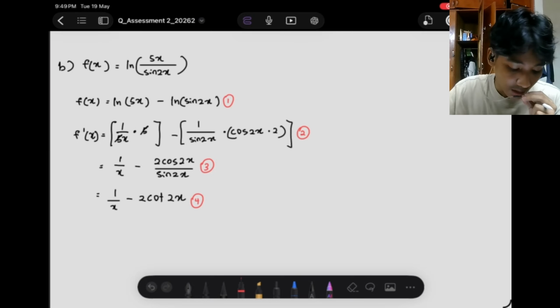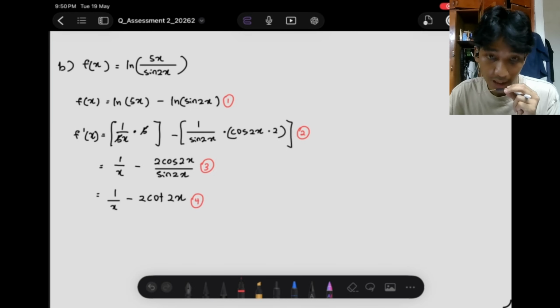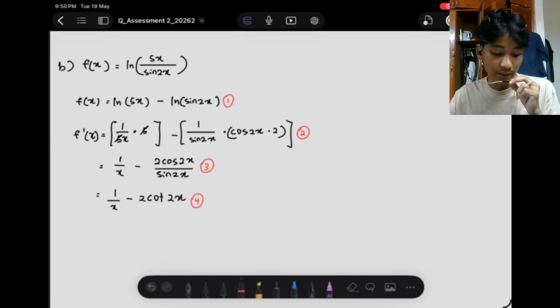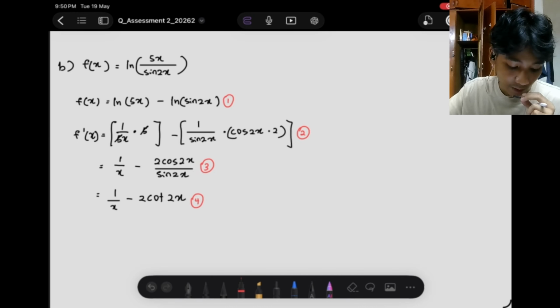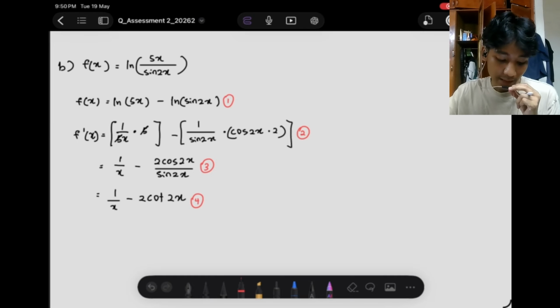So the second step, I differentiate both ln terms. So ln 5x becomes 1 over 5x times 5, minus ln sin 2x becomes 1 over sin 2x times cos 2x times 2. The third step, I simplify the differentiation, so it becomes 1 over x minus 2 cos 2x over sin 2x. And for the final answer, 2 cos 2x over sin 2x can be converted to cot. So my final answer is 1 over x minus 2 cot 2x.